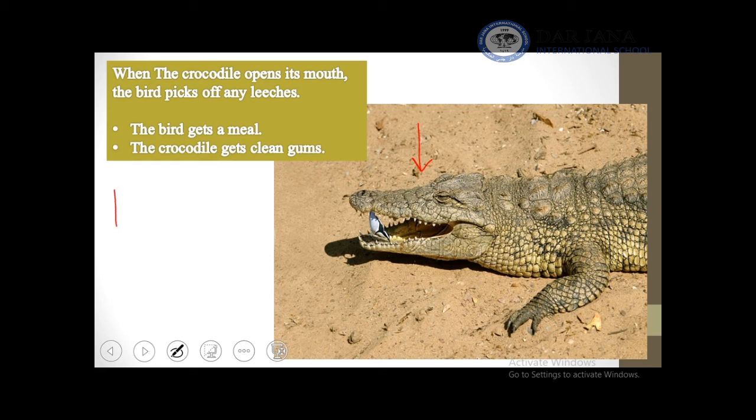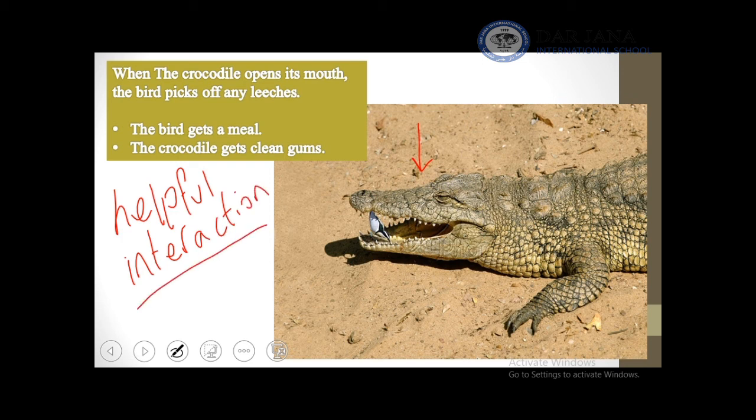For that, it's called a helpful interaction, because both animals are being helped. For that, it's called helpful interaction.